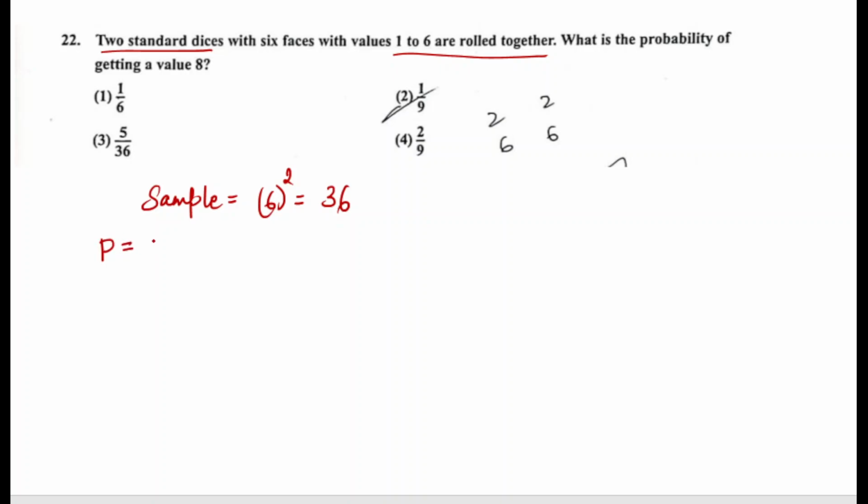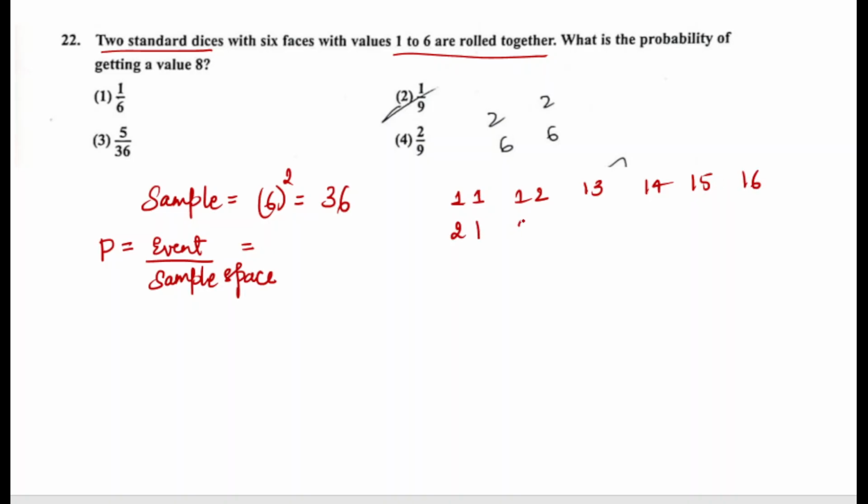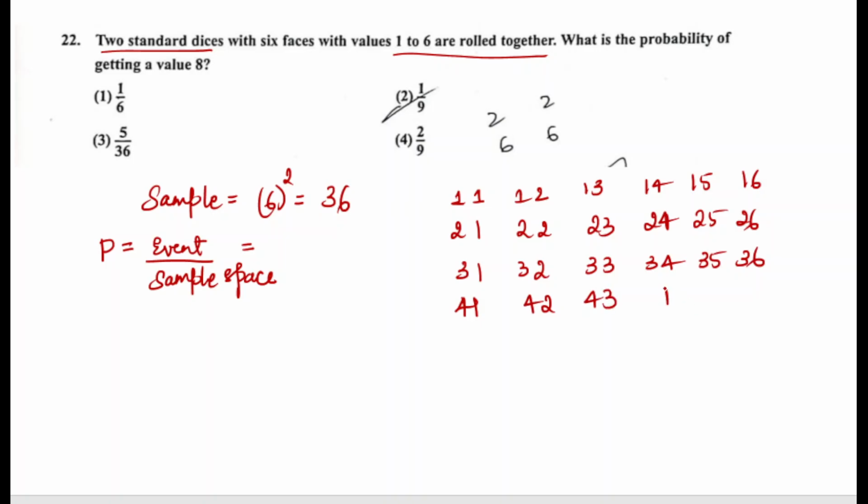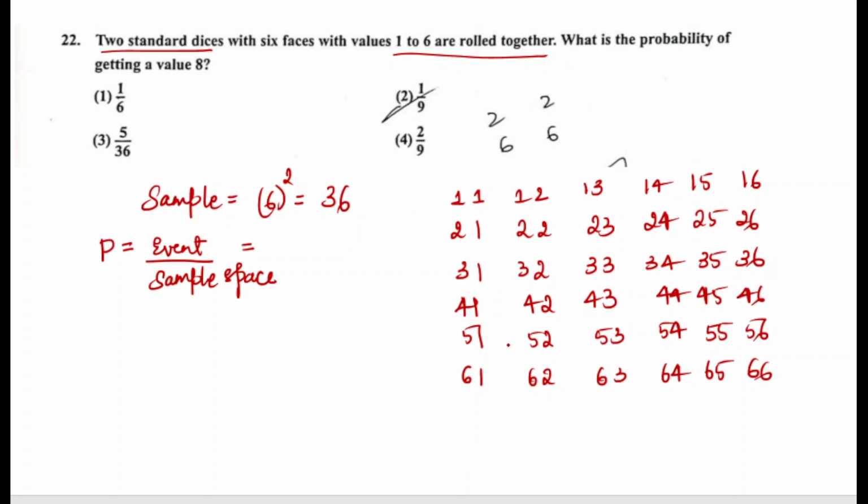Again, from the definition, probability is event divided by sample space. Now, the sample space we know to be 36. What is the event? How many possibilities do we have of getting the value equal to 8? Now, I'm going to write the sample space of these two dice. It will be like this: 1,1; 1,2; 1,3; 1,4; 1,5; 1,6. Next, 2,1; 2,2; 2,3; 2,4; 2,5; 2,6. Next, 3,1 to 3,6. Next, 4,1 to 4,6. 5,1 to 5,6. Next 6,1 to 6,6. Now this is the sample space.